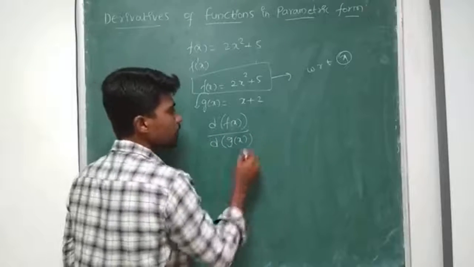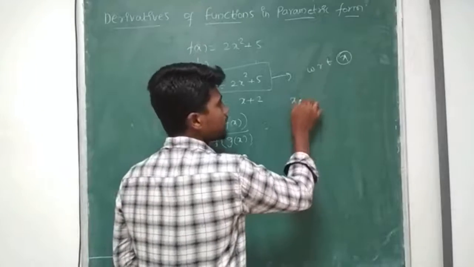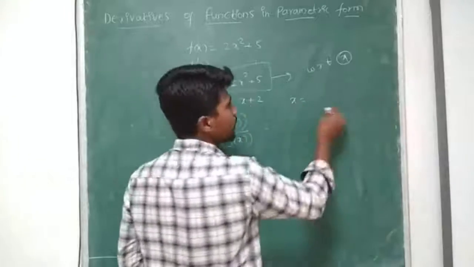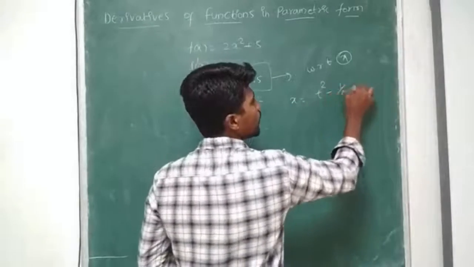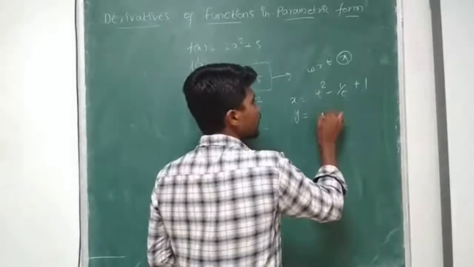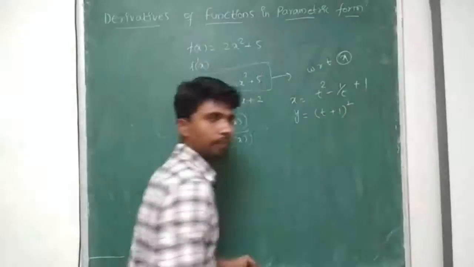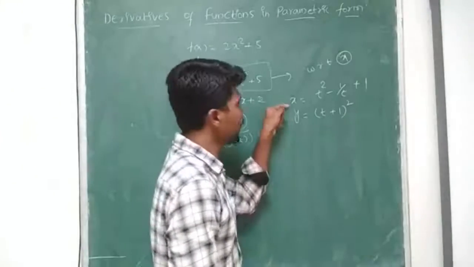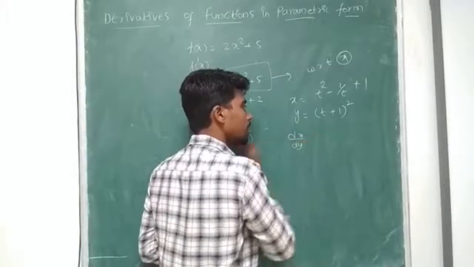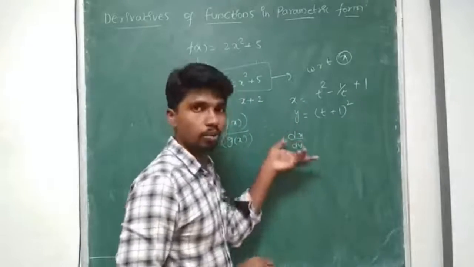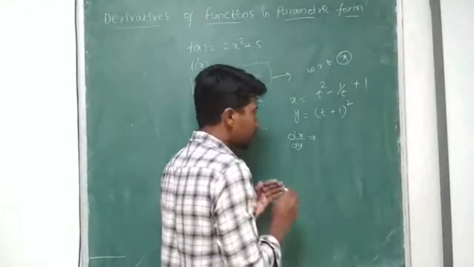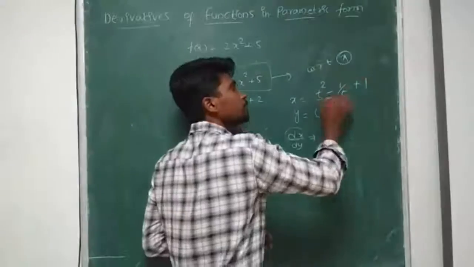Some more: if x is defined in terms of t, so x is equal to t square minus 1 by t plus 1, and y is defined as t plus 1 whole square. Find the derivative of x with respect to y. Then what should we do? dx by dy, so directly we cannot do it. For that purpose, what we do is find the derivative of x with respect to t.